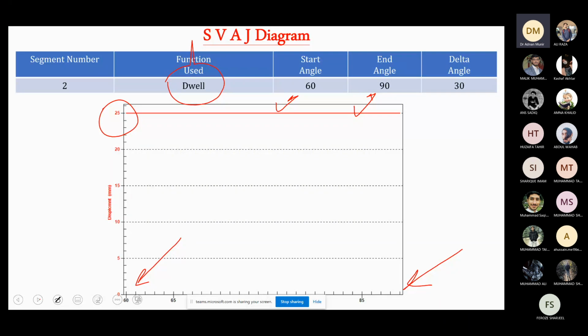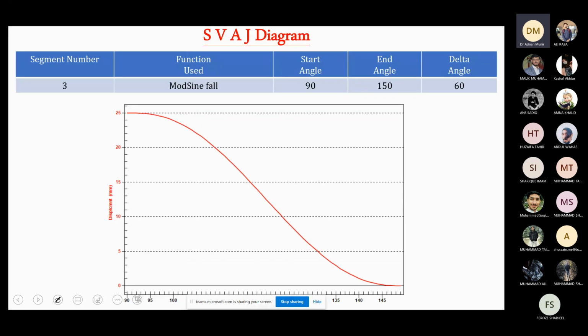Now, in the next slide, we have a fall function from 90 degrees to 150 degrees, which is modeled as modified sine for fall. The delta angle in this case will be 150 minus 90, which is 60 degrees. These functions that are used, we will be talking about mathematically in detail also. For now, just remember that they are rise and fall, and then categorized or classified by different functions.